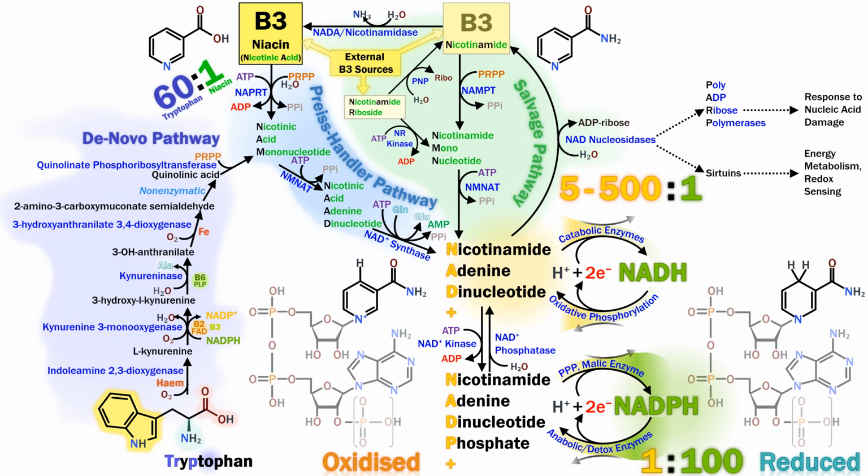NADPH is the opposite, with the ratio being 100-fold in favor of the reduced form. This is likely associated with its essential role reducing molecules oxidized by reactive oxygen species, such as oxidized ascorbate or glutathione disulfide.